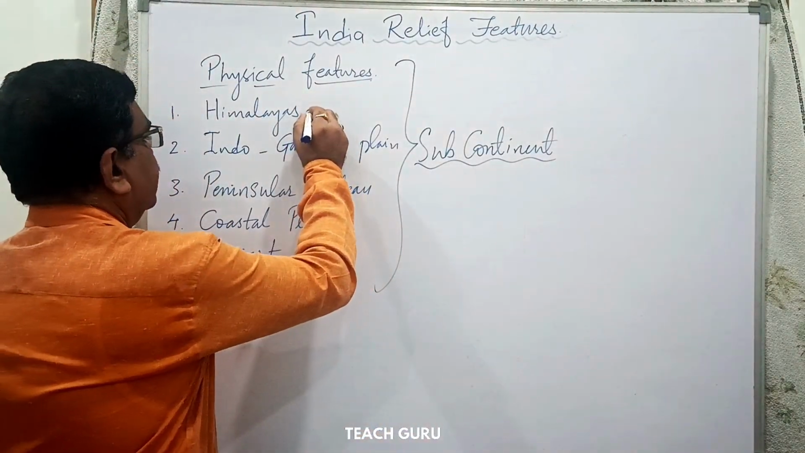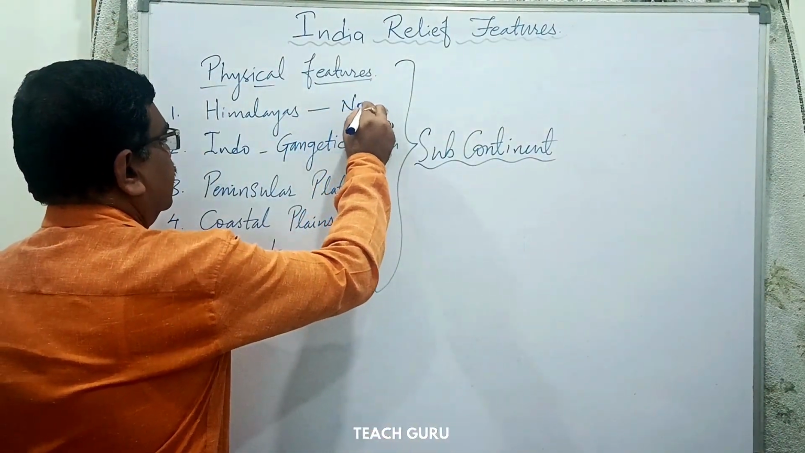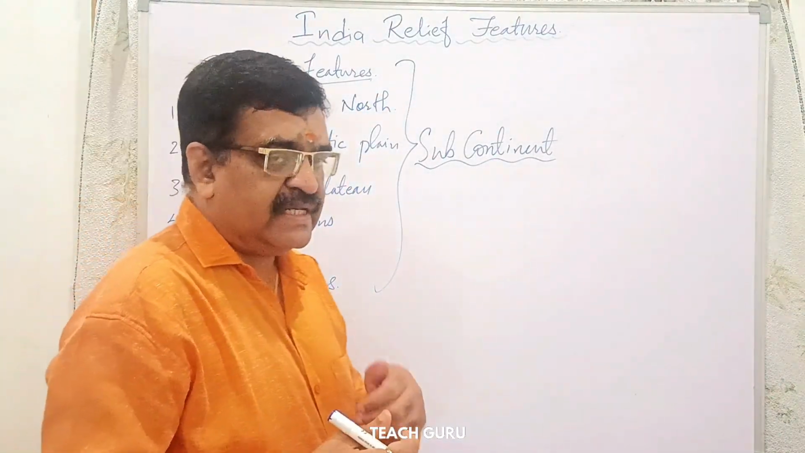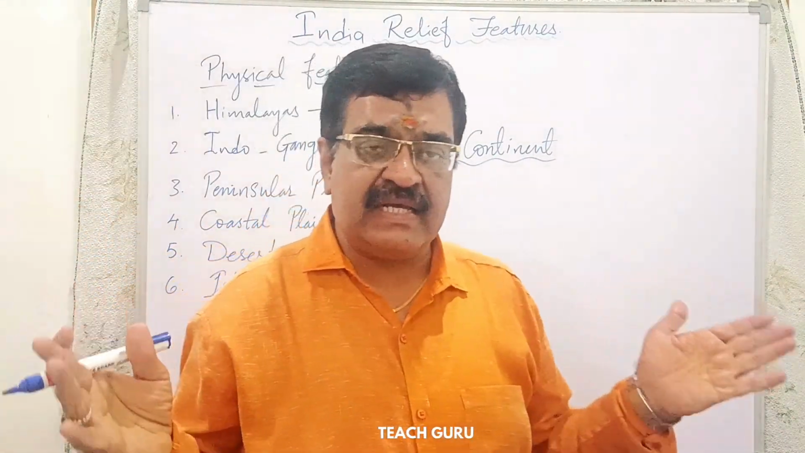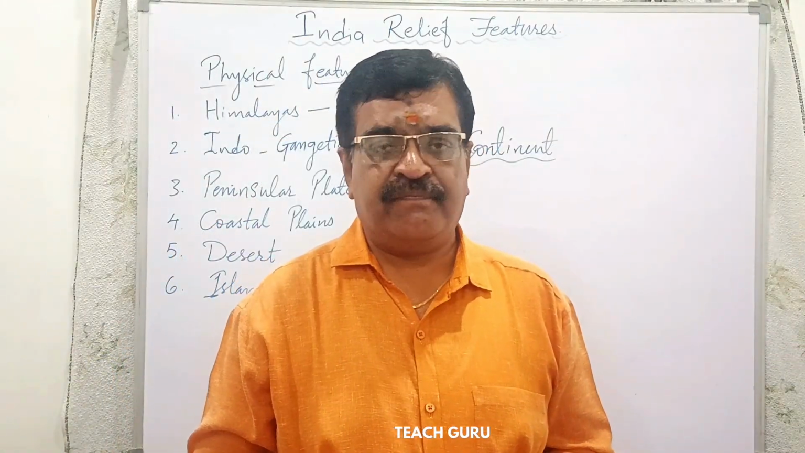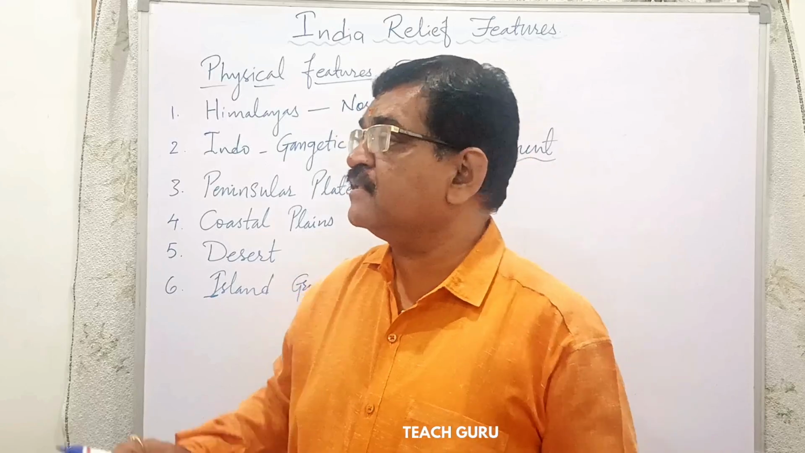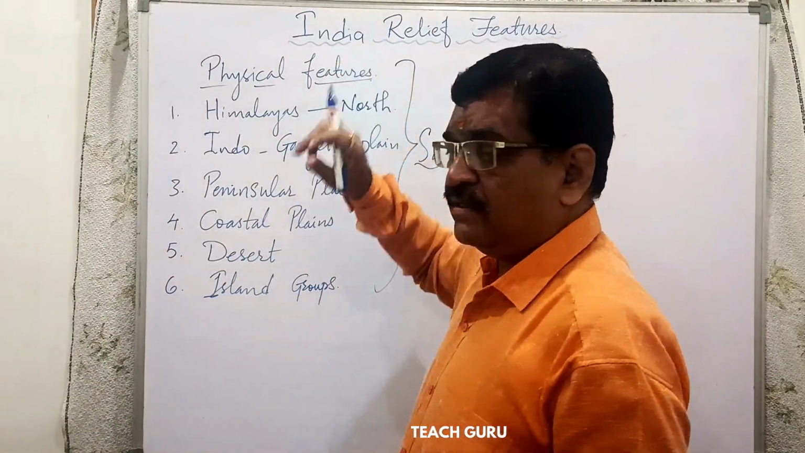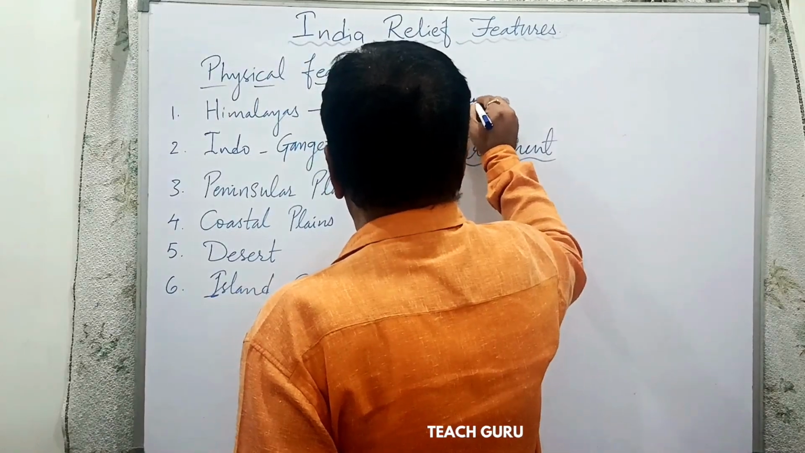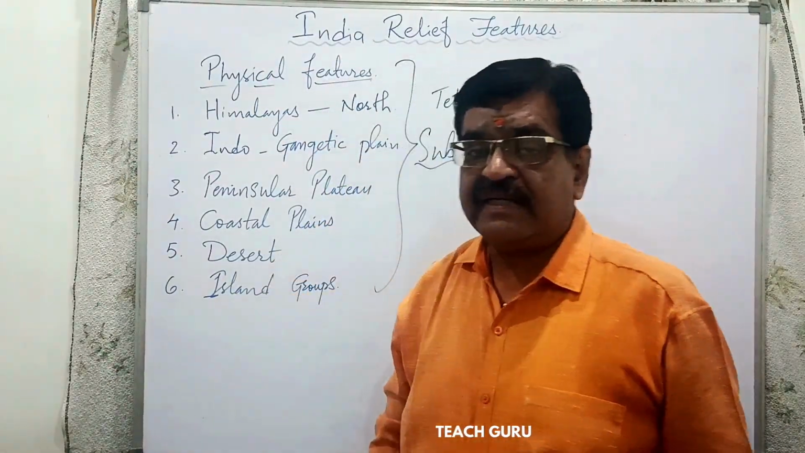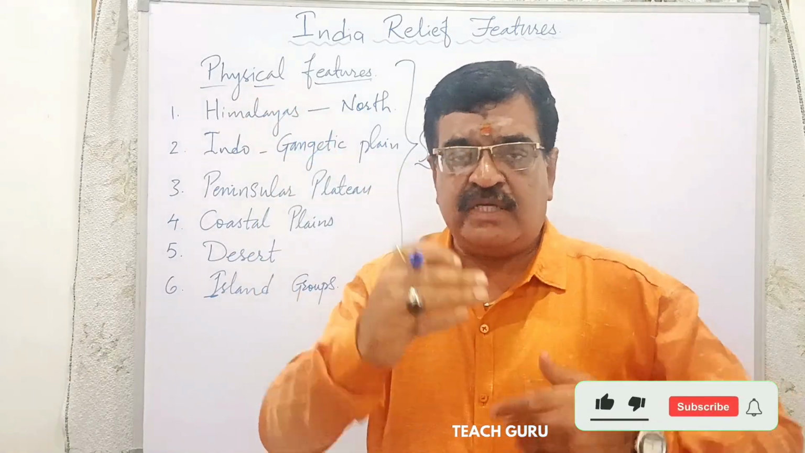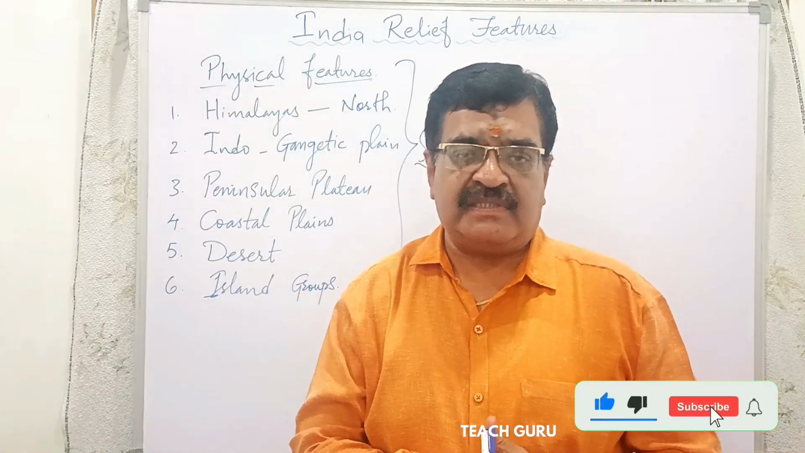If you see, in the north of our India, the Himalayas are present. Most children think that the Himalayas have been mountains since previous times or ancient times. No. Once upon a time, in place of the Himalayas, there was a sea that was called the Tethys Sea. Which sea was it called? The Tethys Sea. Then how the Tethys Sea changed into the Himalayas, that we will see.